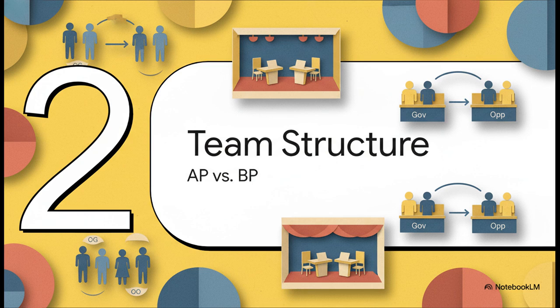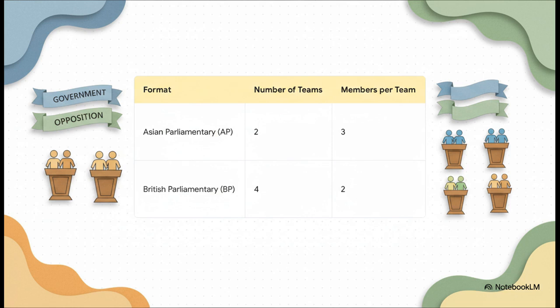Okay, let's get practical. Moving on to Section 2, we're going to look at how this all plays out, starting with probably the biggest difference between AP and BP, how the teams are actually structured. And here it is, plain and simple. In Asian Parliamentary, or AP, it's a classic two-team showdown. You've got a government team and an opposition team, and each one has 3 speakers.